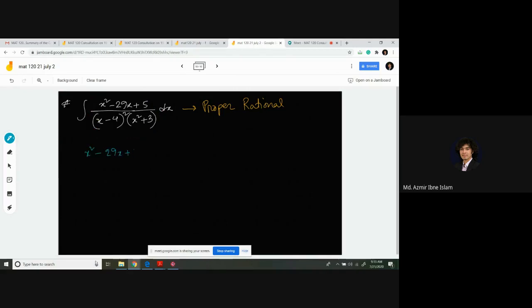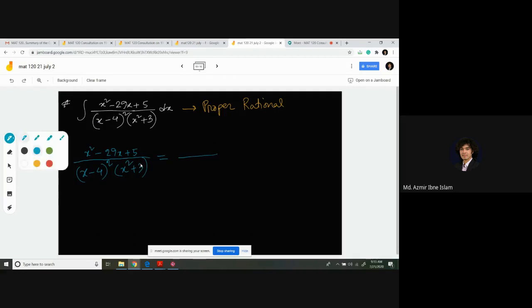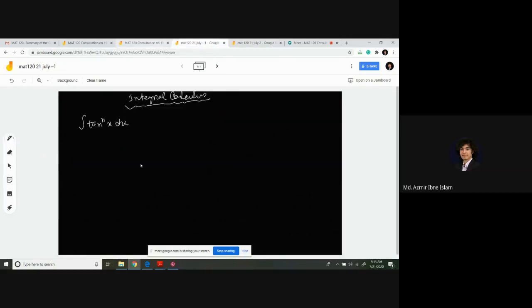How can we decompose this one? We don't need to think about the upper part, the numerator. We just have to have a look at the denominator. So here we have this one, and it goes with this definition, x minus c squared. So at first write x minus c and then x minus c squared. That's why I am writing here x minus 4 and then x minus 4 squared. Clear?